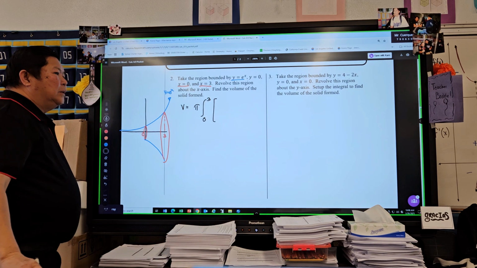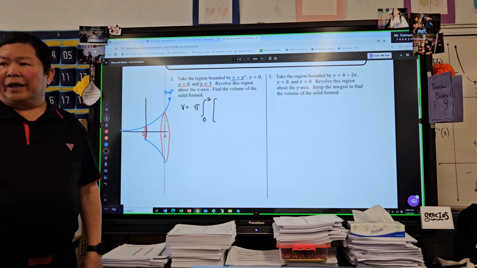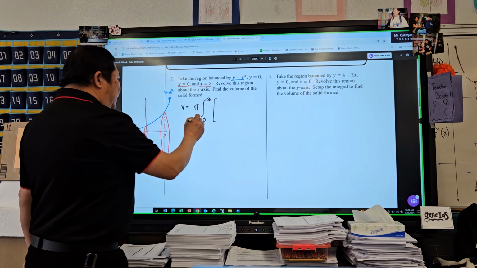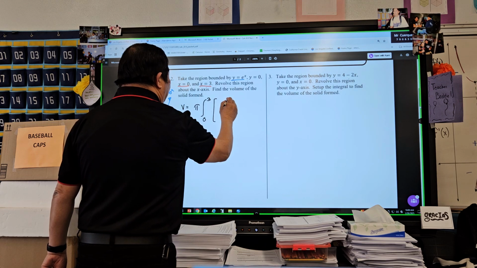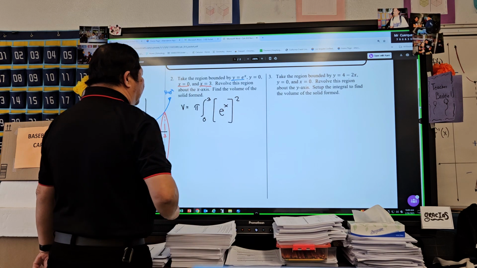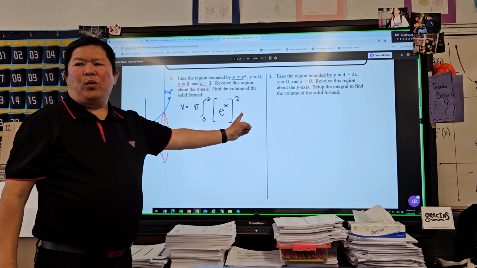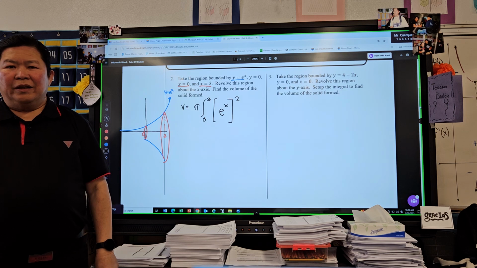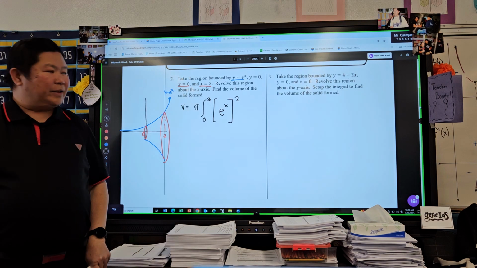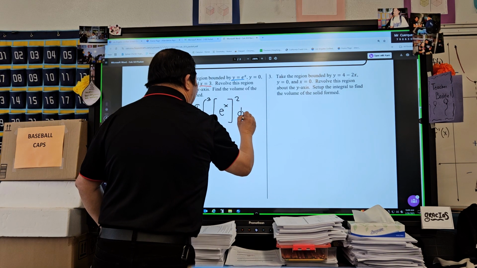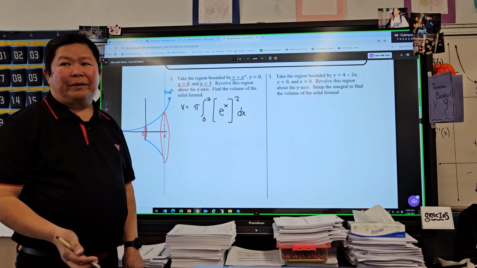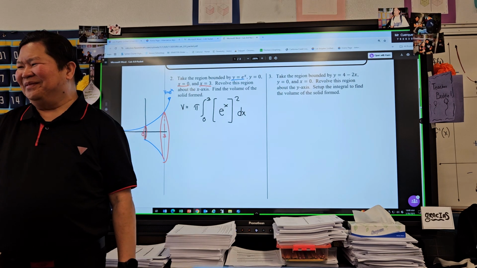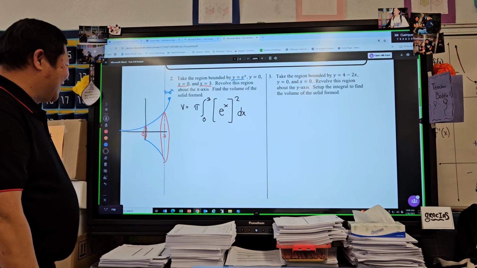A while ago, Chris said the R is the function e to the power of x. So, e to the power of x in brackets, squared. And then, what is this? dx, dy? dx. Why do you think it's dx? Because the rotation is along the x-axis, so dx. Be careful, guys, because sometimes I trick you, or most of the time. I always trick you guys.